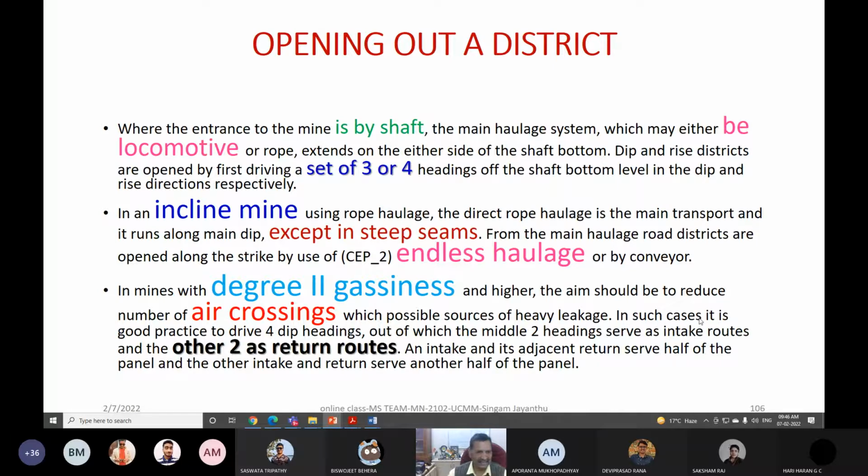In such cases, it is good practice to drive 4 deep headings, out of which the middle 2 headings serve as intake routes and the other 2 as return routes. An intake and its adjacent return serves half of the panel, and the other intake and return serve the other half of the panel. Now you must have got the idea of having these intakes and returns.